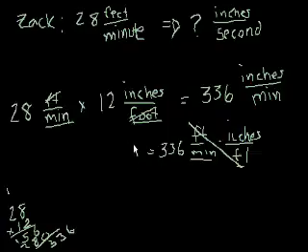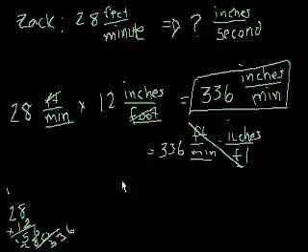The bottom line is, you just have to remember, well, if I'm going 28 feet per minute, I'm going to go 12 times that many inches per minute, right? Because there are 12 inches per foot. So I'm going 336 inches per minute. So now I have the question, but we're not done, because the question is, how many inches am I going to be traveling in 1 second?